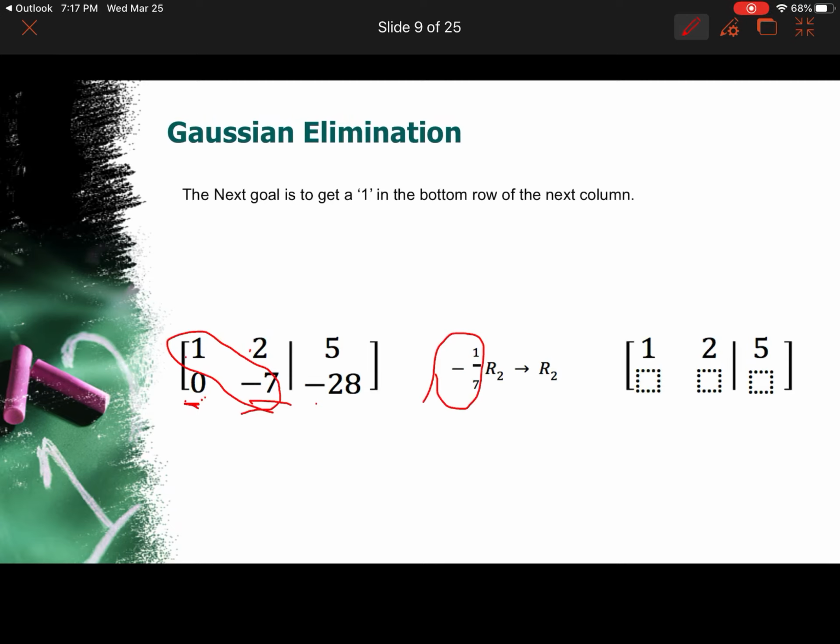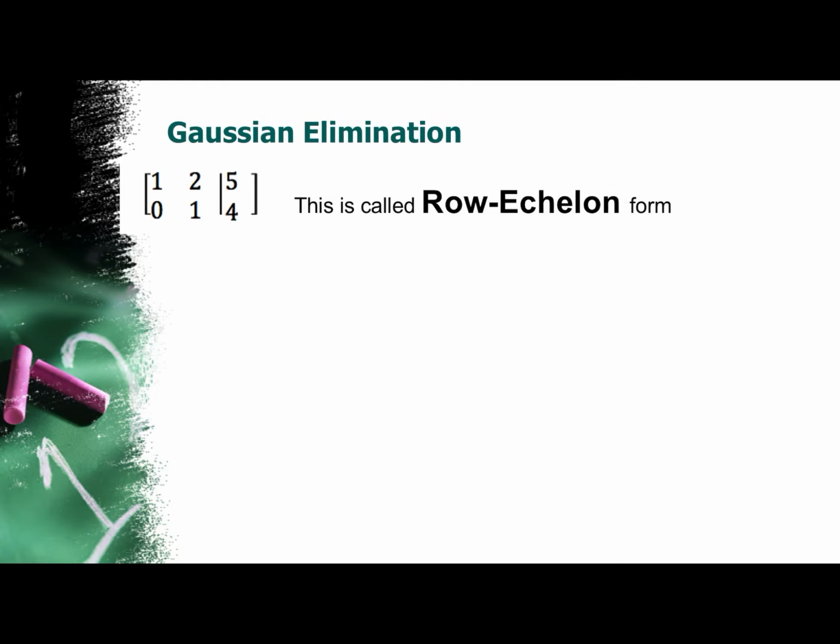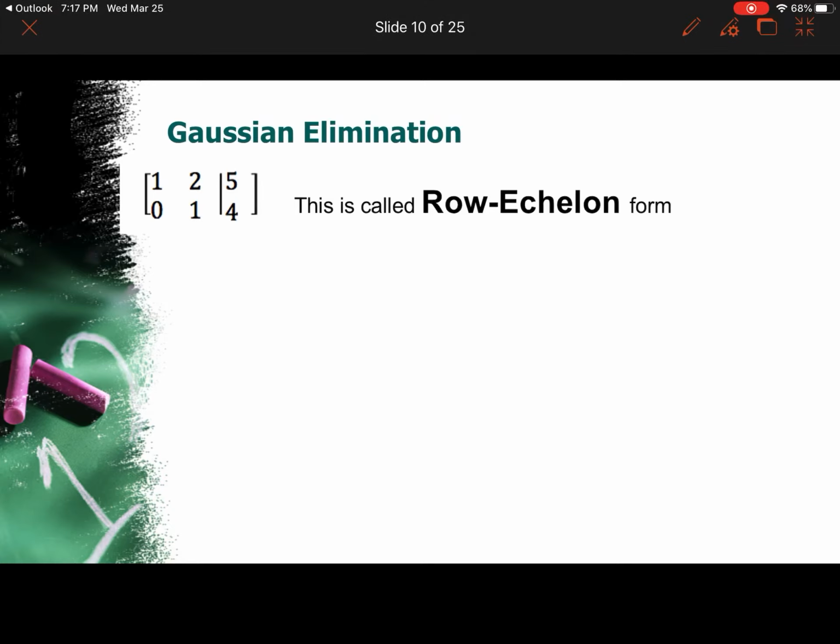So my new bottom row: 0 divided by -7 is still going to be 0. -7 divided by -7 is going to be a 1. And -28 divided by -7 is going to be a 4. Okay, so this is what we call row echelon form. So in row echelon form, I have 1s on the diagonals, or as close to the diagonals as we can, with a 0 below any 1s.